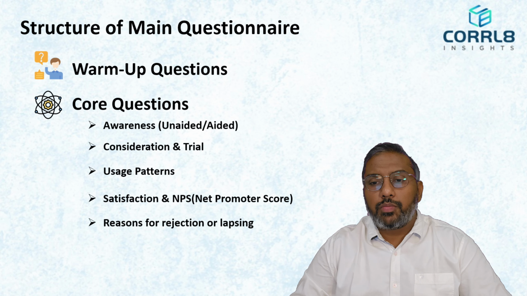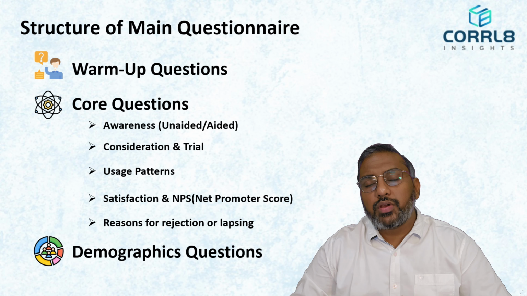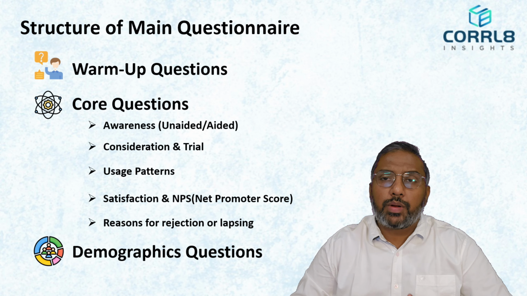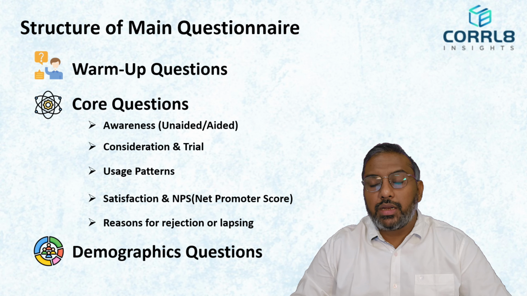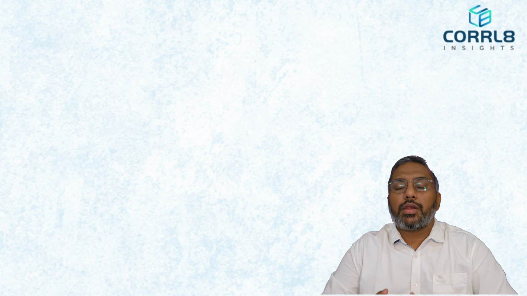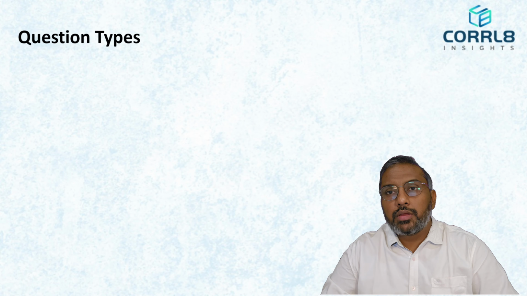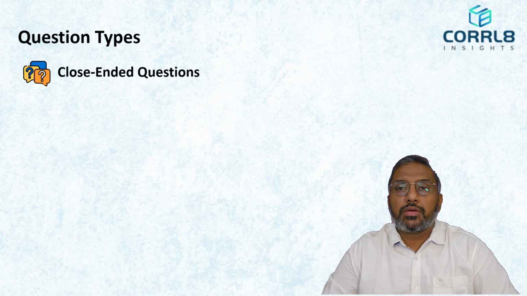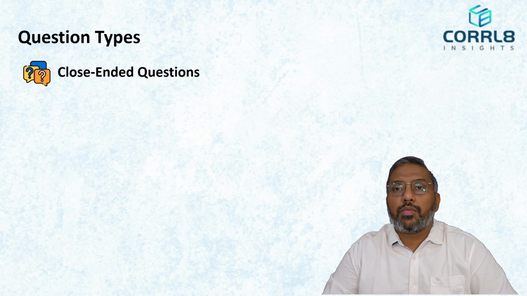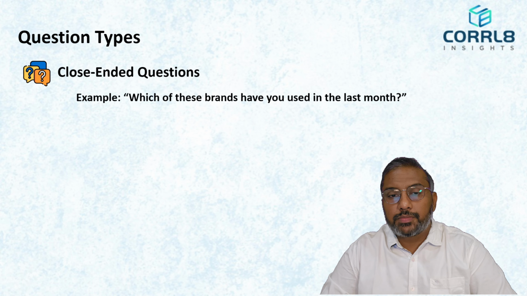This is finally followed by demographics or good to know information questions. Any demographic questions that are not covered at recruitment stage can be placed at the end. They help you in analyzing differences between the groups. Quantitative questionnaires rely on structured question formats. First, you have close-ended questions where respondents have to choose from a list of predefined options. For example, you can ask questions on which of these brands have you used in past 1 month.